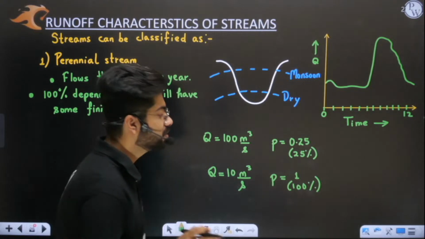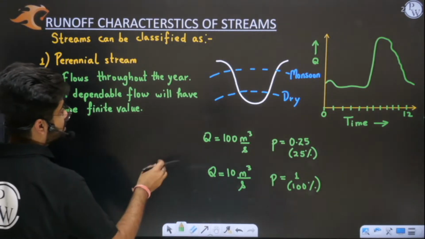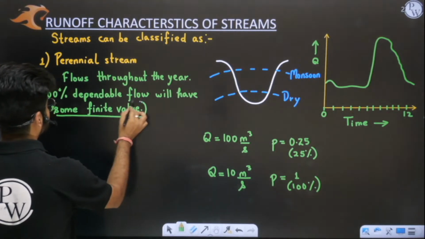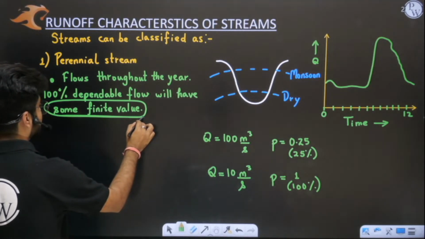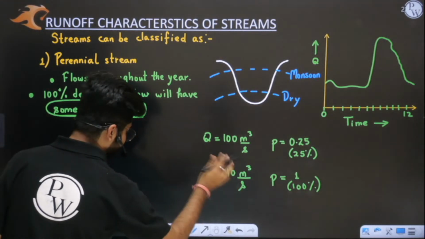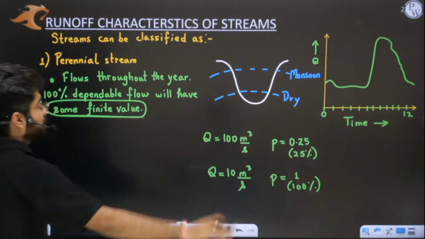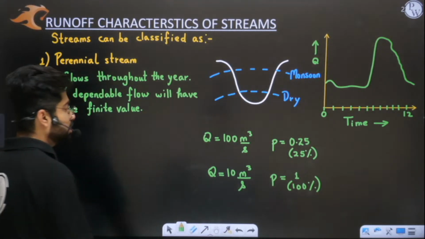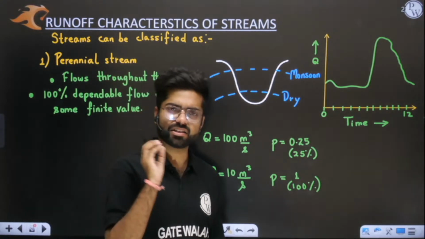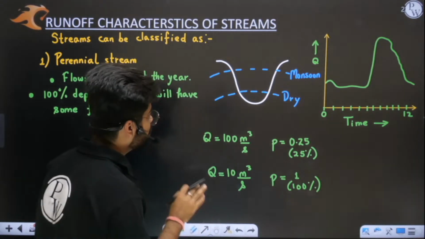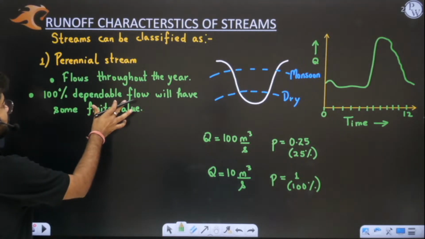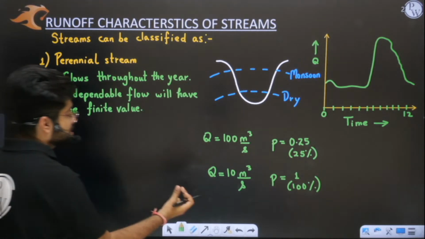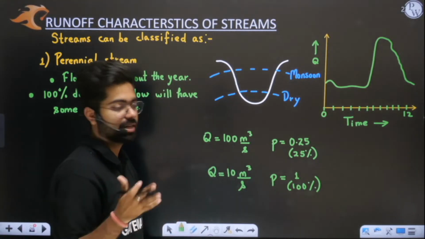Since a perennial stream has a certain amount of discharge throughout the year, it will give you some finite value of discharge, such as 10 meter cube per second, 100% of the times throughout the year. You can depend on this discharge 100% of the times, because this is the lowest flow value which will occur throughout the year. At least this much water will be there. So the 100% dependable flow, the discharge which will occur 100% of the times in that stream, will have some value, at least 10 meter cube per second. I hope this is clear.